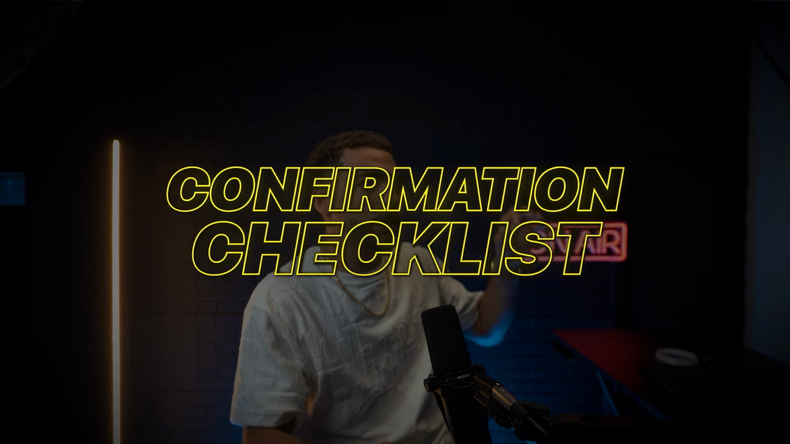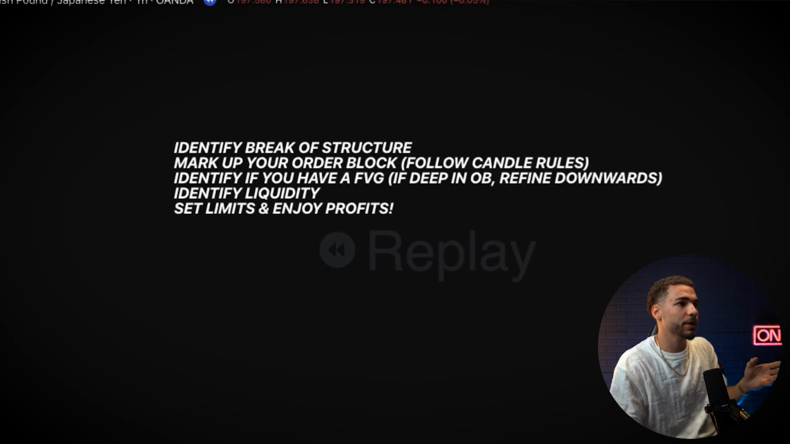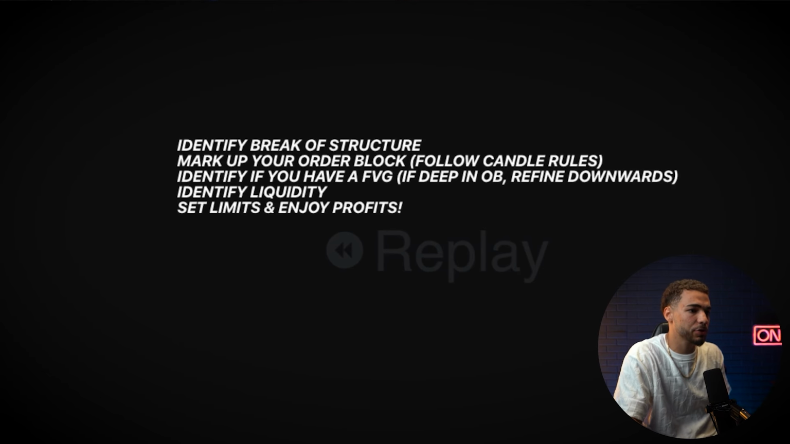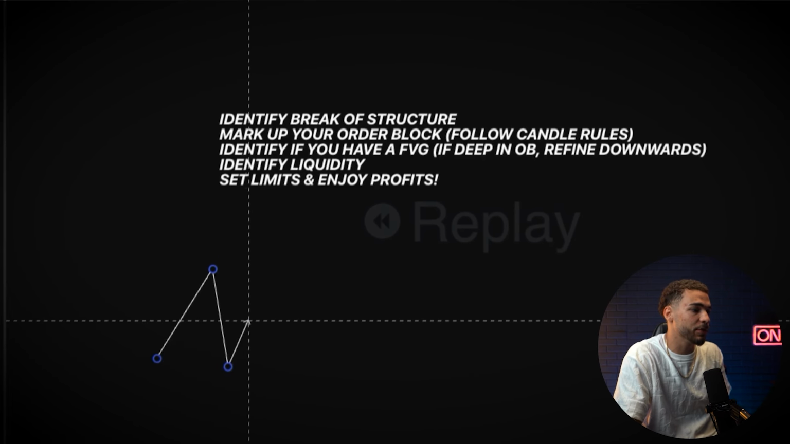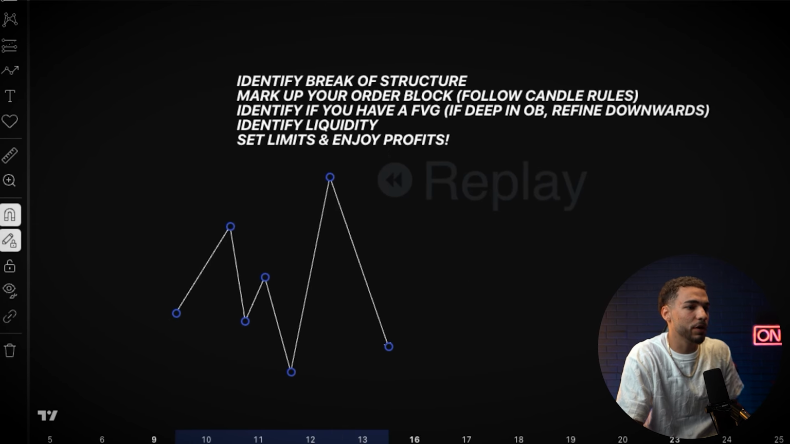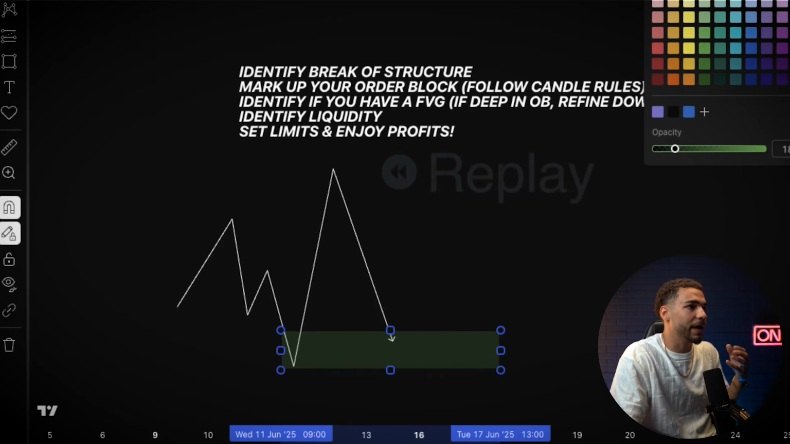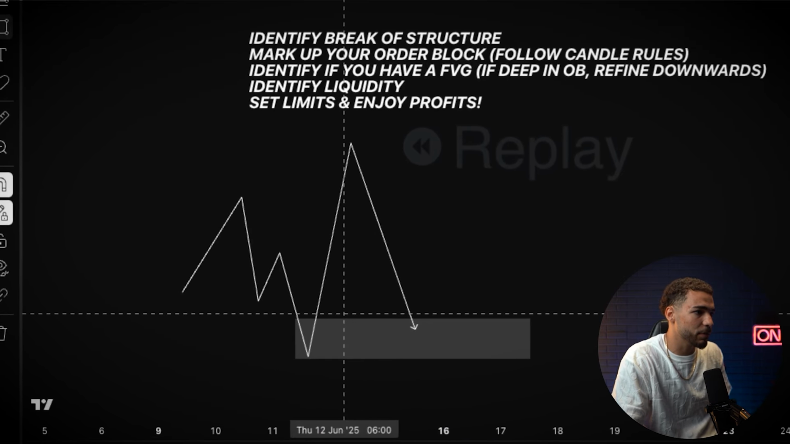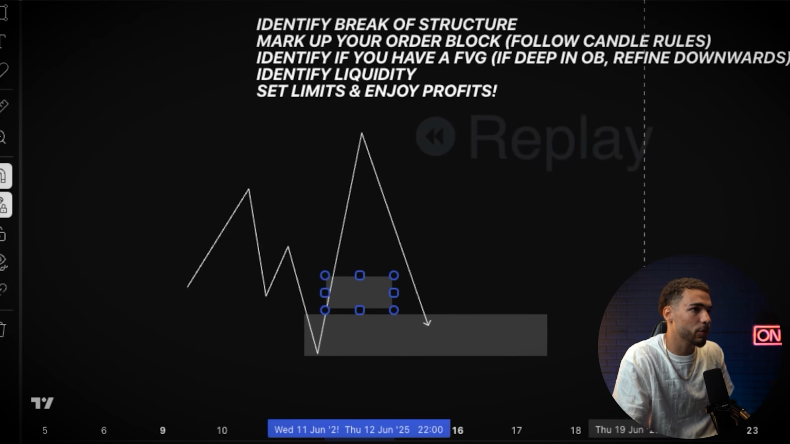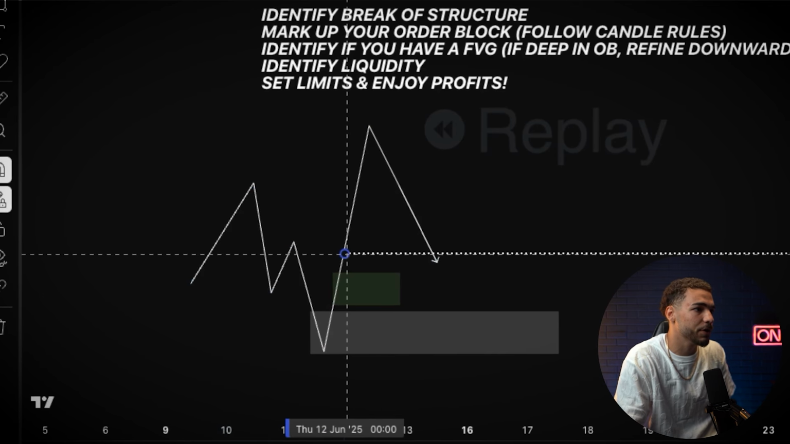And so just to wrap this up, I want to show you guys a very clear checklist so you guys can write this down and make sure you follow it. It would be: identify your break of structure, right? So if price were to be moving downwards, right? Once you have that break of structure, you then want to go in and mark up your order block. Once you've marked up your order block, you want to identify, do you have a fair value gap? Okay, maybe you have a fair value gap in this level over here, right? And if you have that fair value gap, identify where your liquidity is.